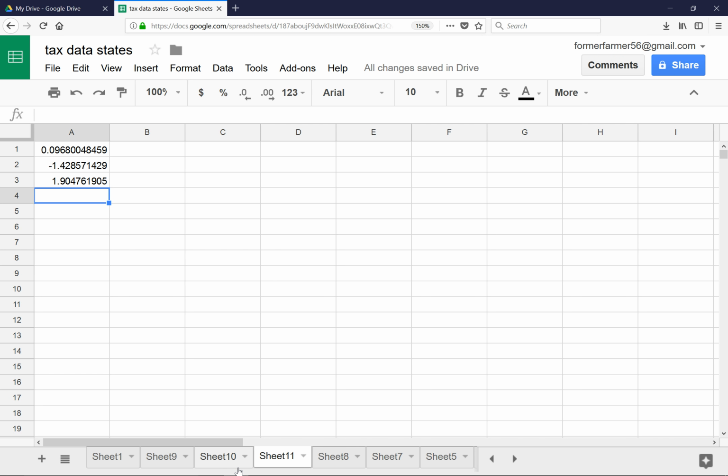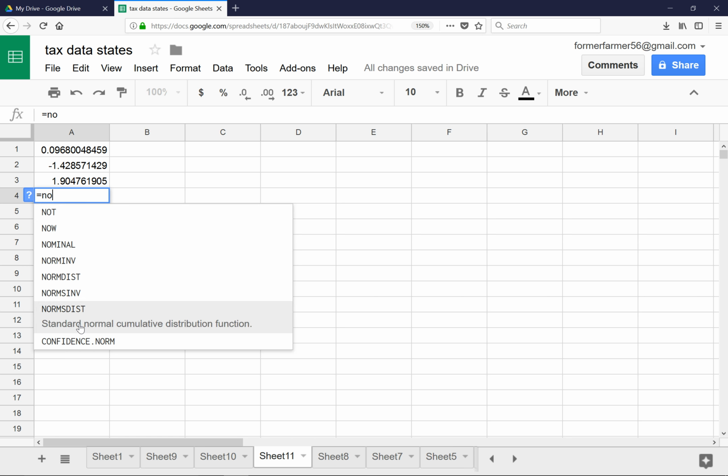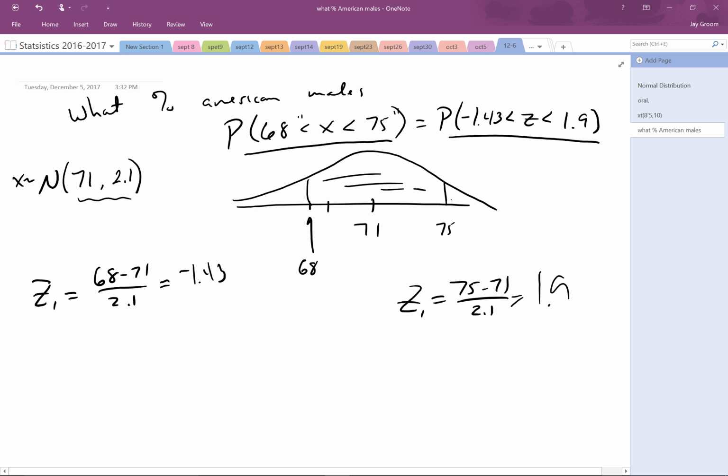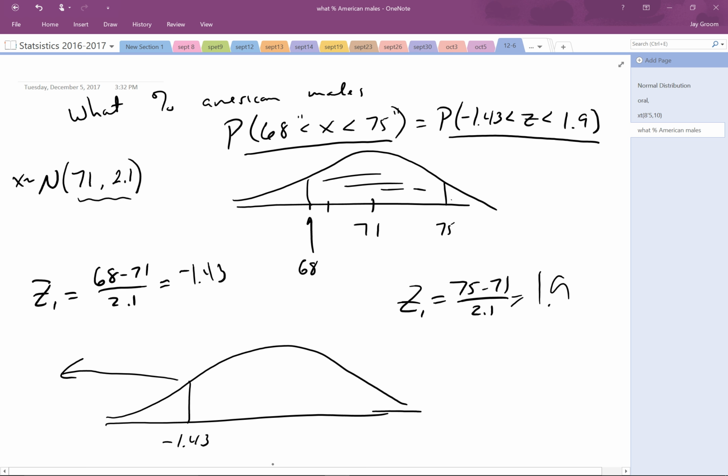So let's try that. Equals norm s dist. Okay. So here's the deal. You're like, well, how do I type them both in, Mr. Grimm? Do I use commas? Like, do I do this, comma, this? Ooh, Betsy's not happy with that. Ah, golly, what am I gonna do? So here's the deal. What happens is this, in a situation like this, when you want to find them in between, what you're gonna do is this. So from here down, I can find a percentage, yes? Let's do that.